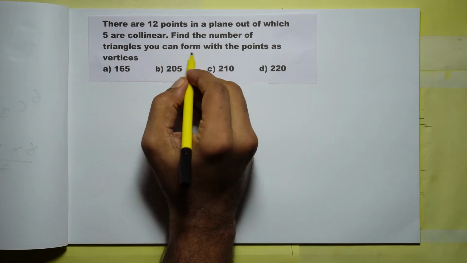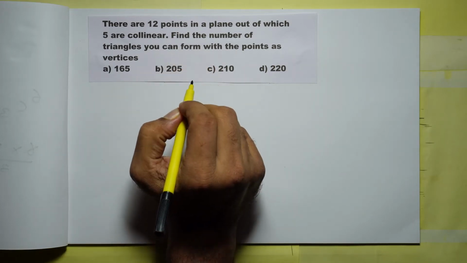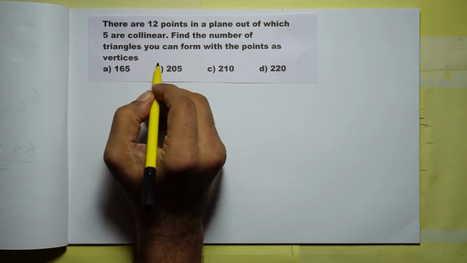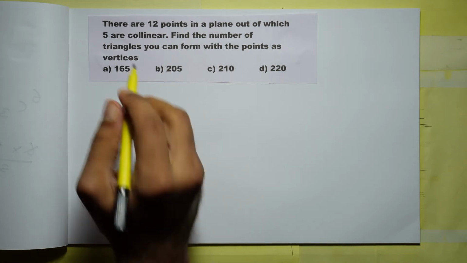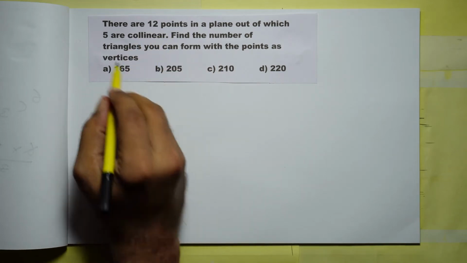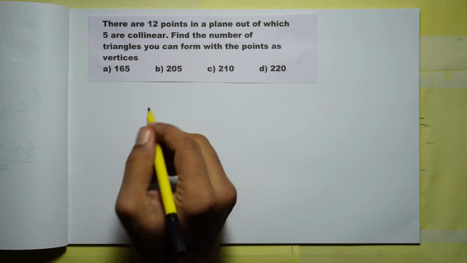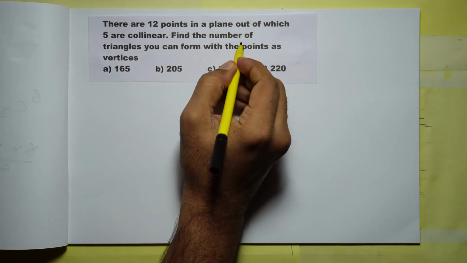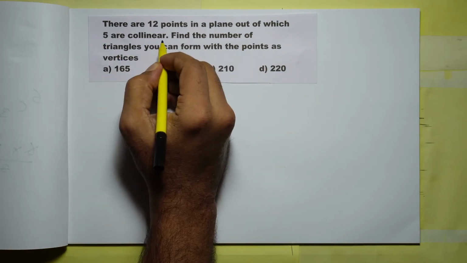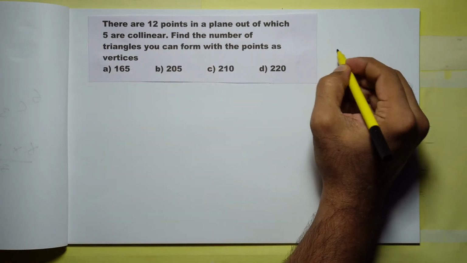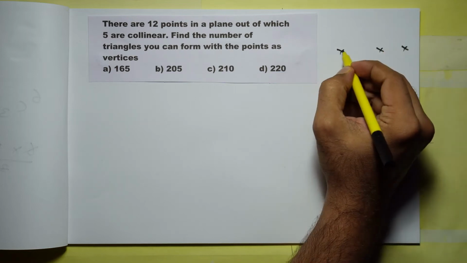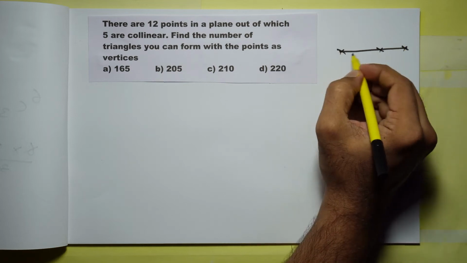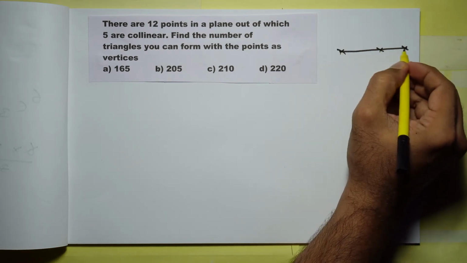Now the process for doing such questions is like this. First we will assume that of the 12 points, no 3 of them are collinear. And we will find out the total number of triangles that are possible. And from that we will remove all the triangles which we could not form. Here 5 of them are collinear. For example, if you have 3 collinear points, collinear means they lie on a straight line. So if you choose these 3 points, you cannot form a triangle. You will get only a straight line.